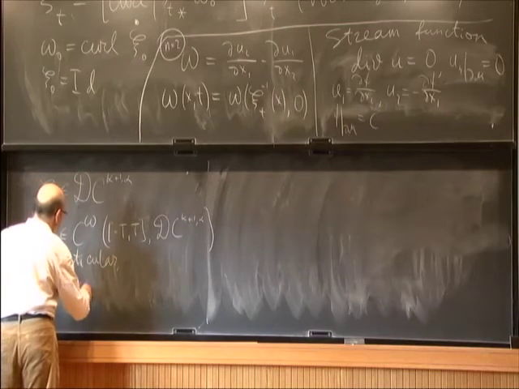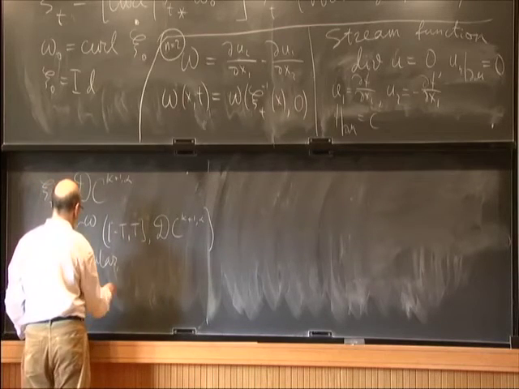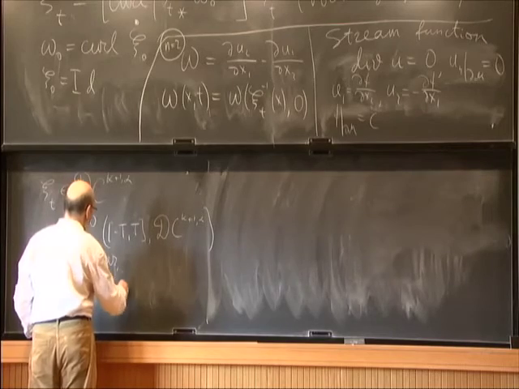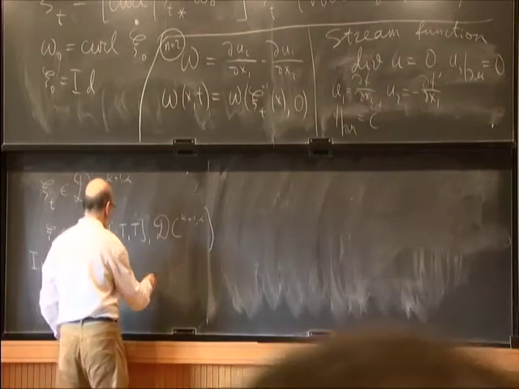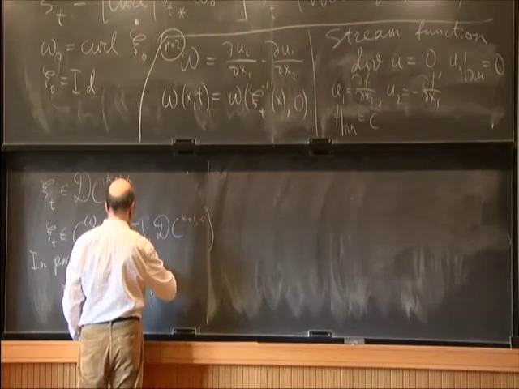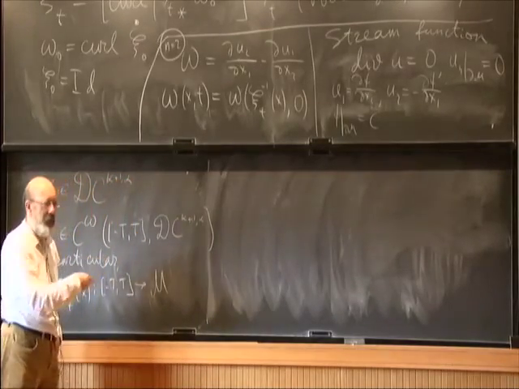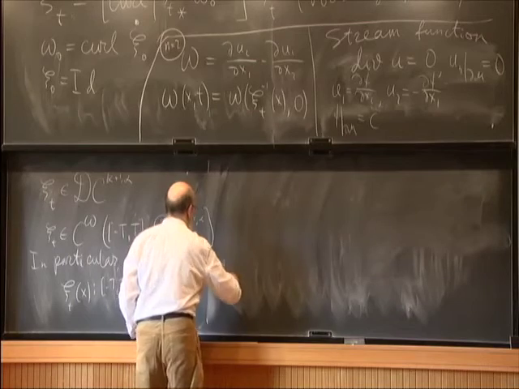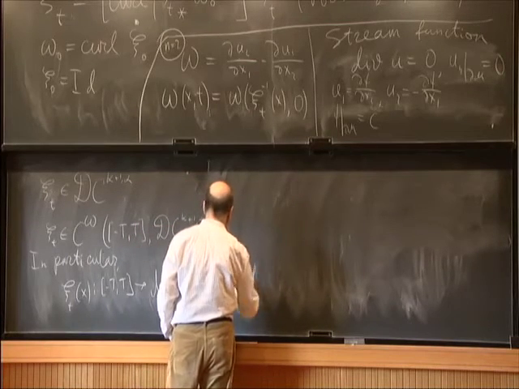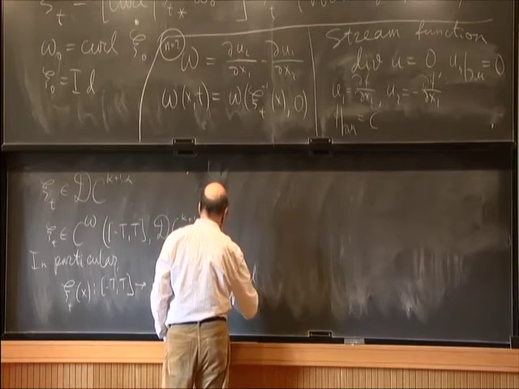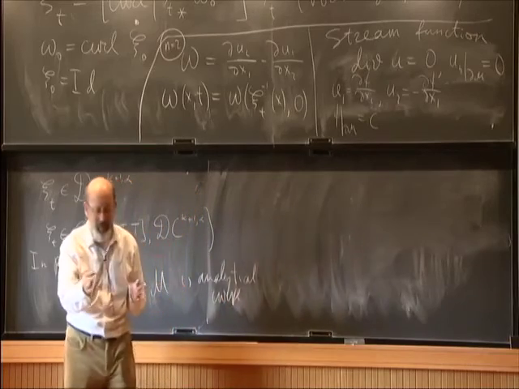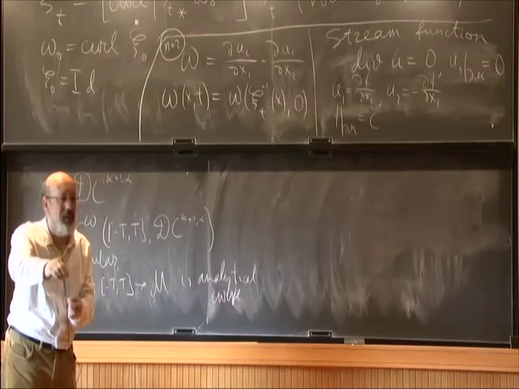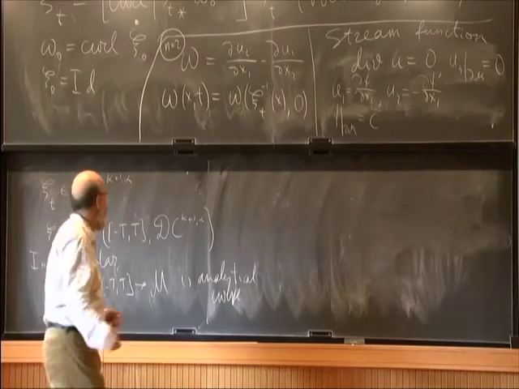Ct of x is a curve from minus t to t into our domain, a finite dimensional domain, and it is an analytic curve. So the trajectories of the particles are analytic curves.